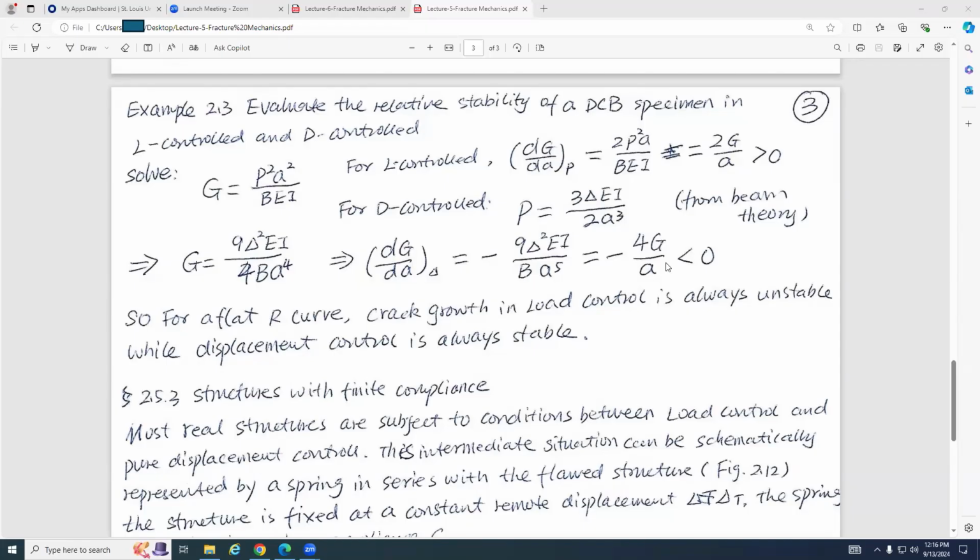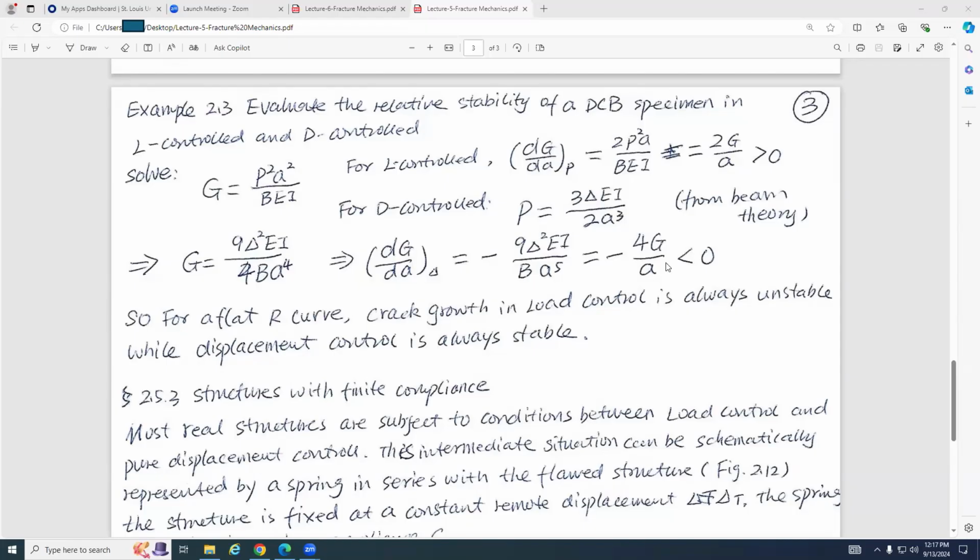Okay, so that's the reason we have this comment. For a flat R curve, crack growth in load control is always unstable because G is increasing with respect to A. However, for displacement control, it's always stable because G is decreasing. Make sense? Okay.